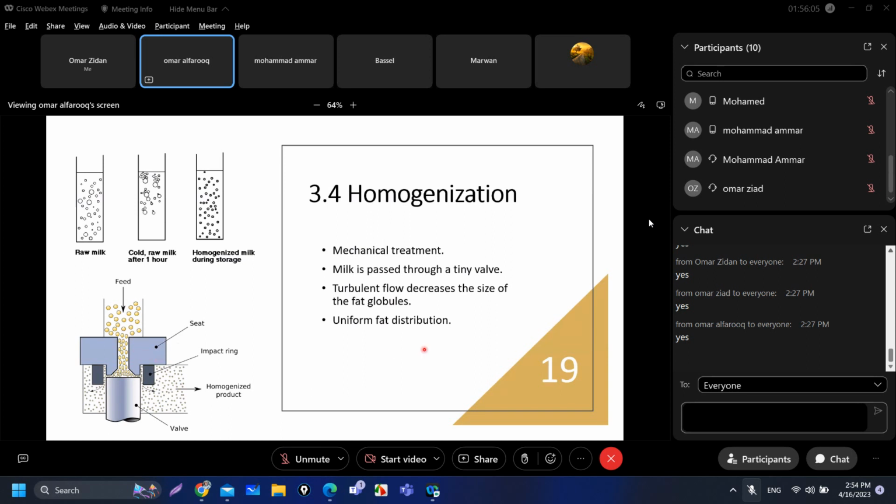Okay. And the turbulent flow, you know, the vortex and the eddies in the turbulent flow, right? Those are the ones which are responsible for shearing the big fat globules into smaller fat globules. Okay. And as you can see here, the cold raw milk, after 1 hour, the fat globules will float. But if you do the homogenization, they will stay there even during the storage. Okay.